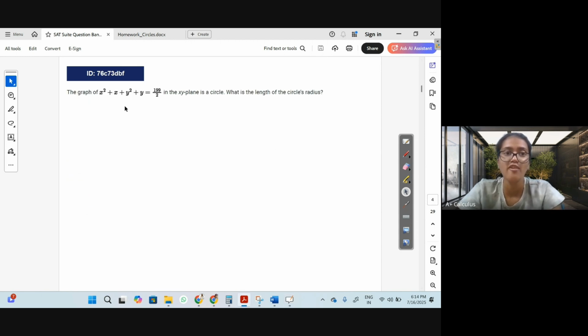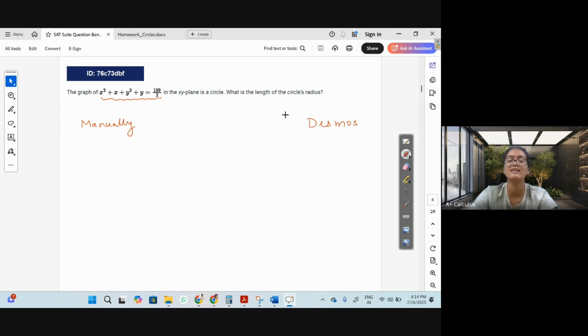The graph of this in the xy-plane is a circle. What is the length of the circle's radius? This is the equation of a circle, and I'll tell you two methods. First, how you can find the center and the radius manually, and then how you can find the center and radius on DESMOS.